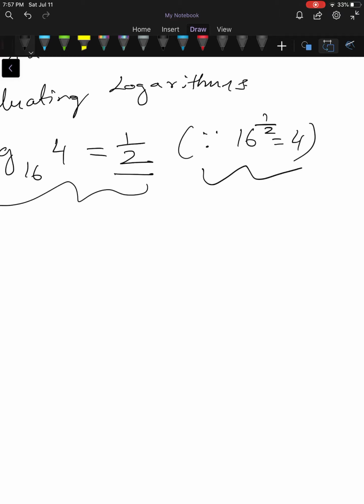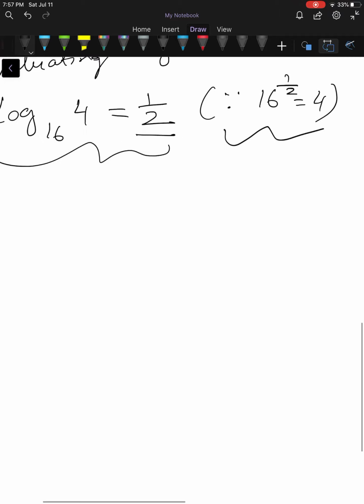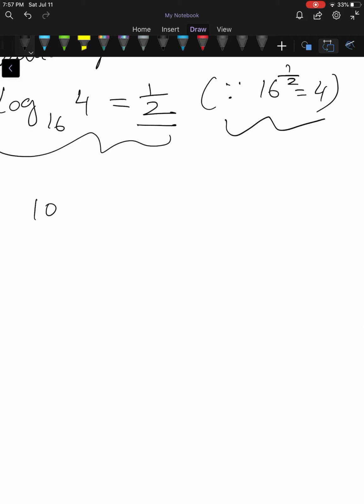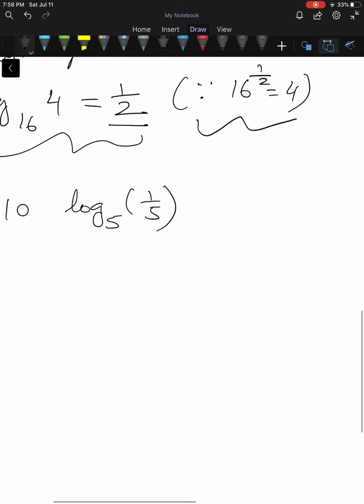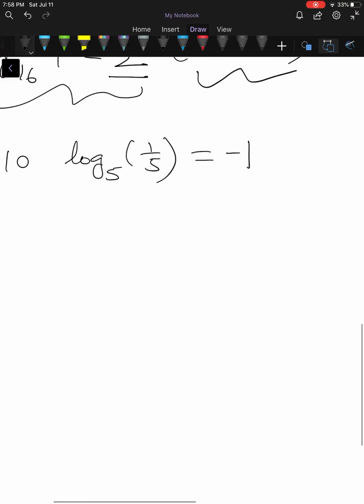Let me do an exercise problem for you, problem number 10 in your book. You are asked to evaluate log base 5 of 1 over 5. Express the equation in exponential form. So what is it?